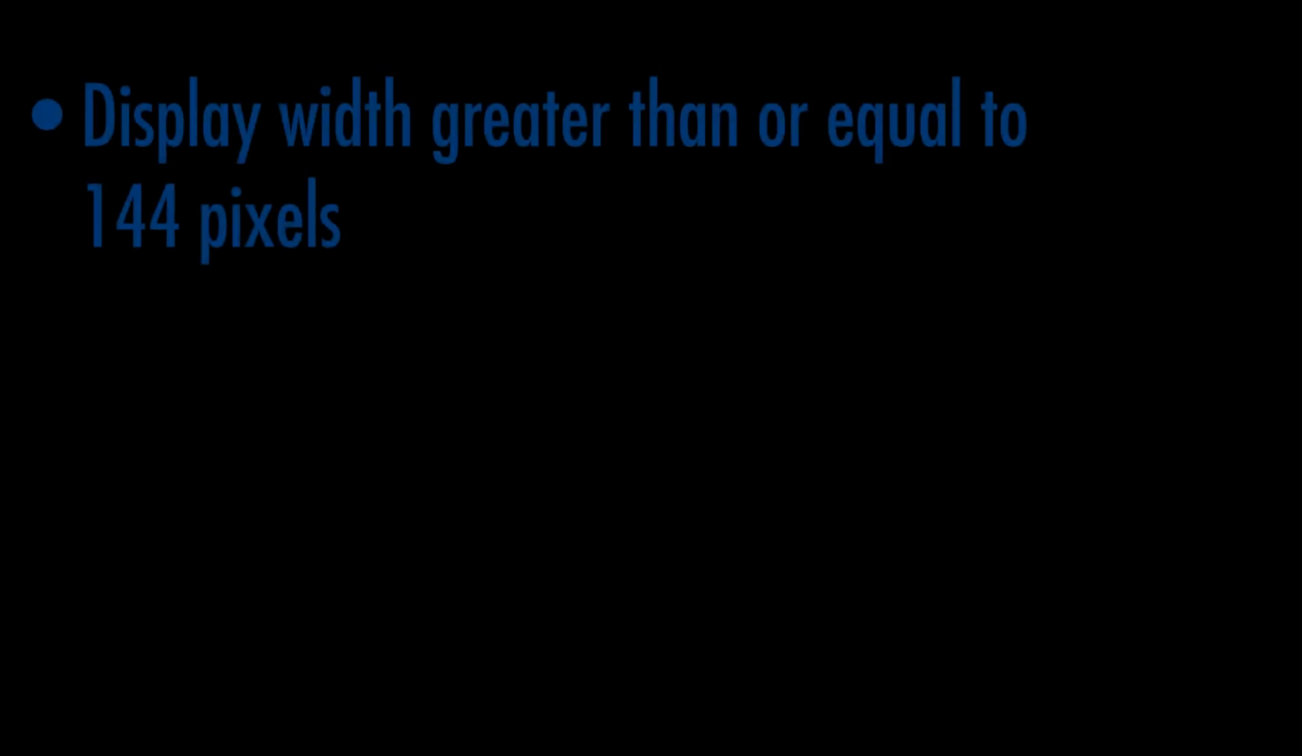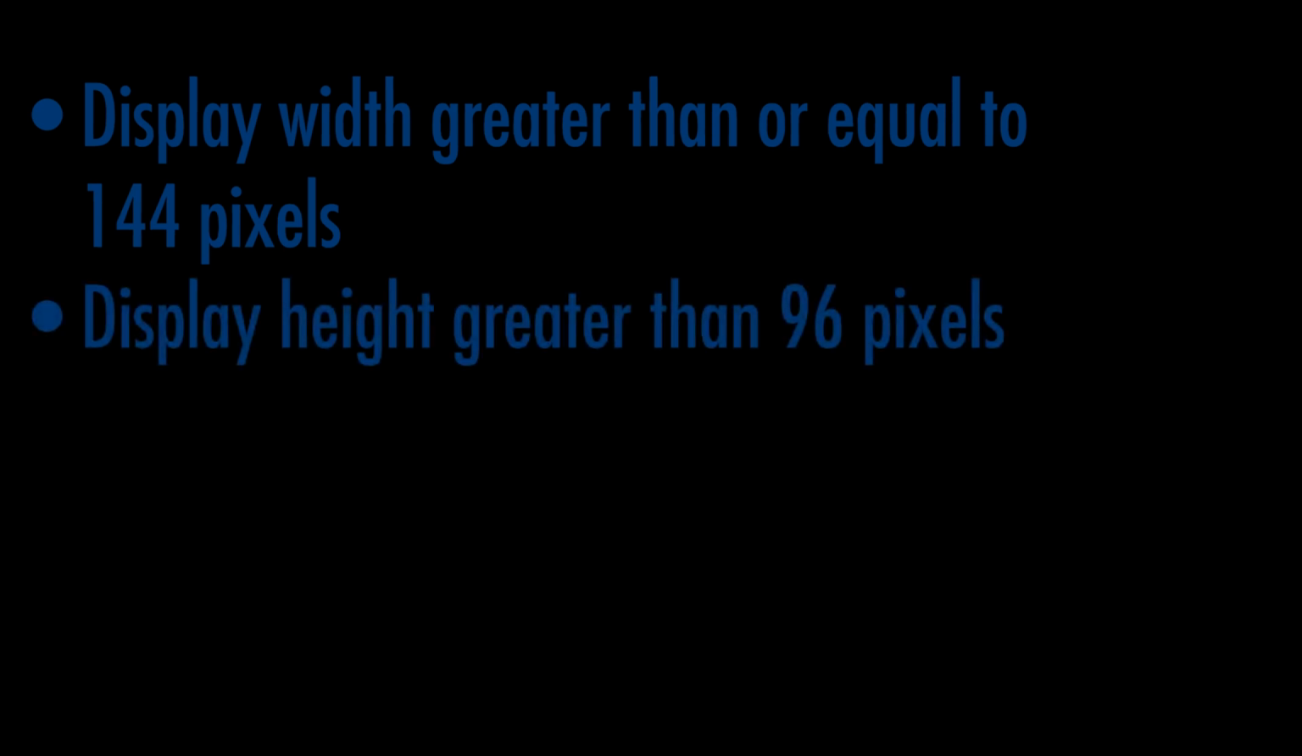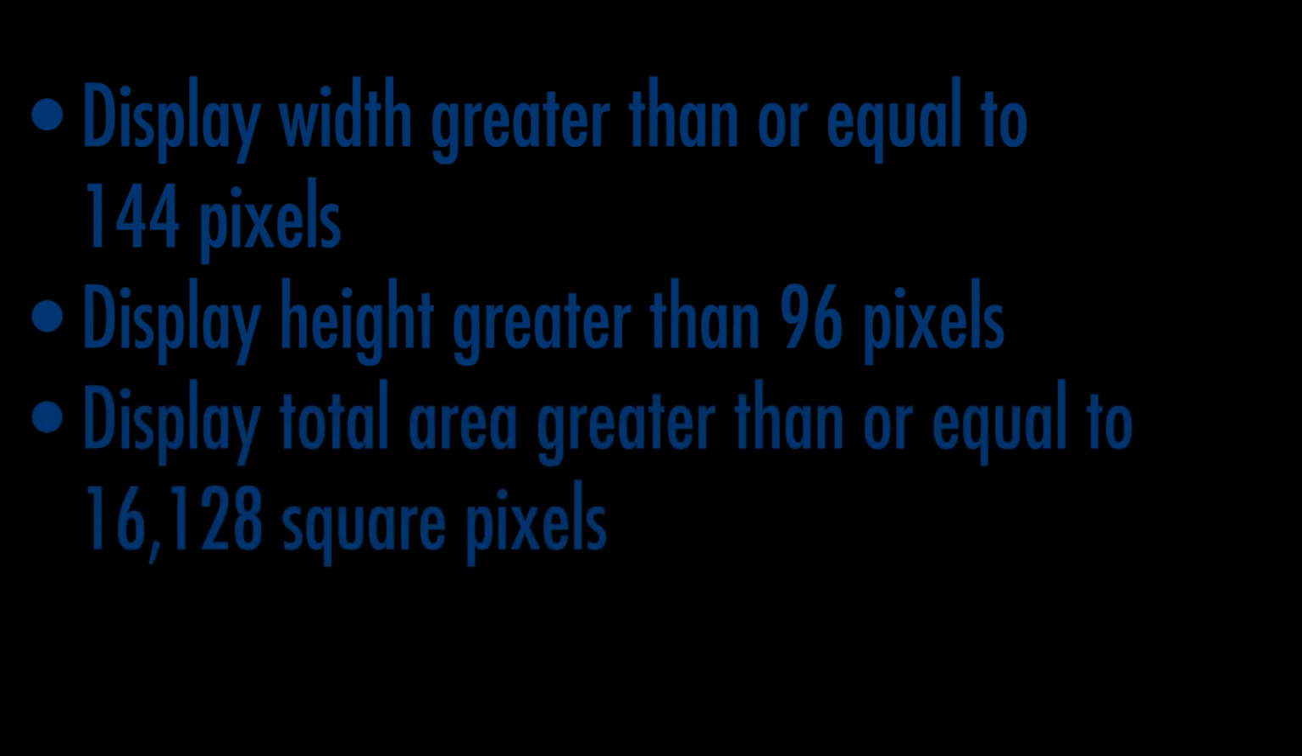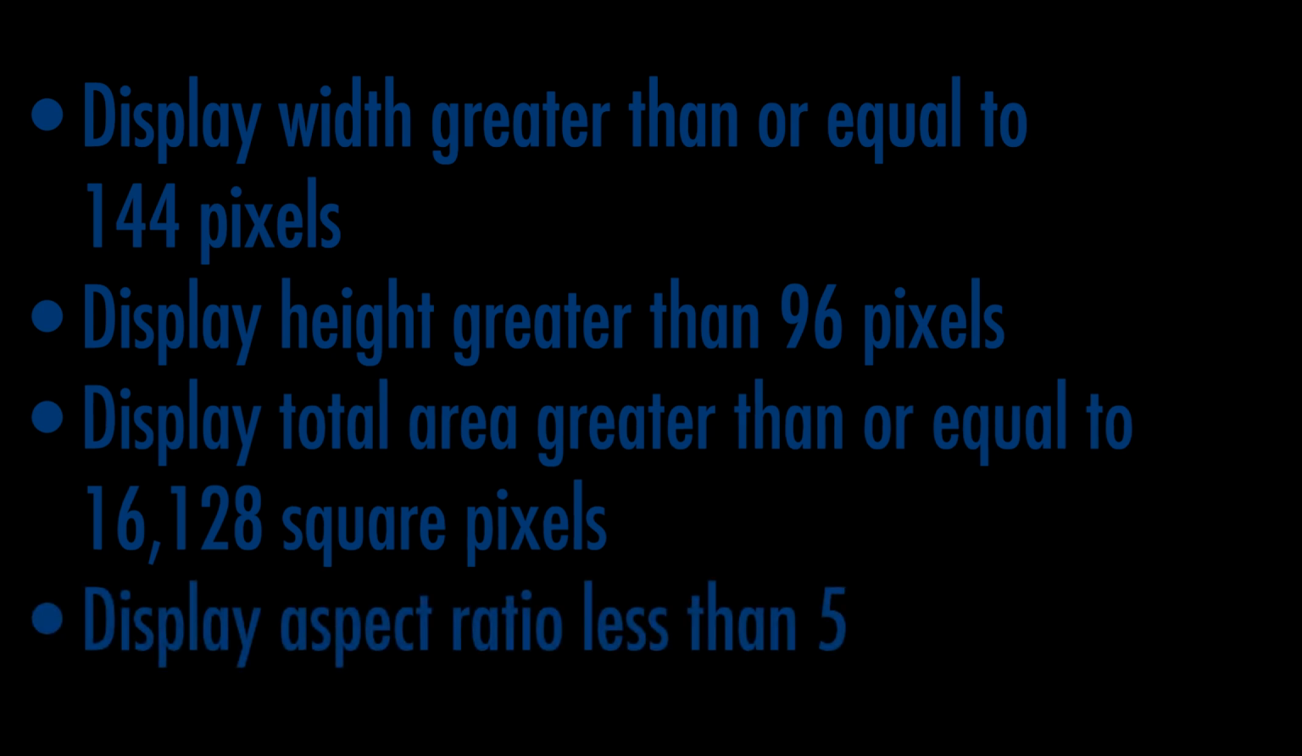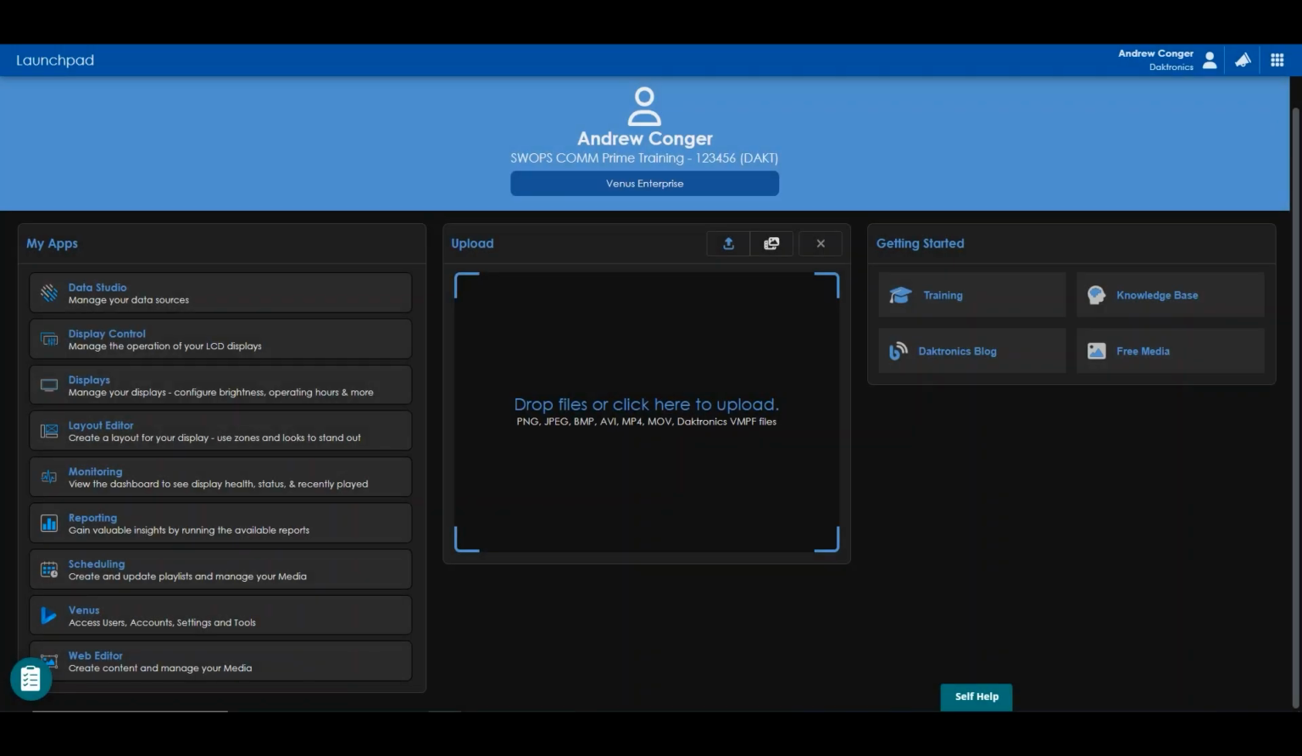Your display must have a width greater than or equal to 144 pixels, a height greater than 96 pixels, the total area must be greater than or equal to 16,128 pixels, and the aspect ratio must be less than 5. To enable both alerts, we're going to start in the Displays app.